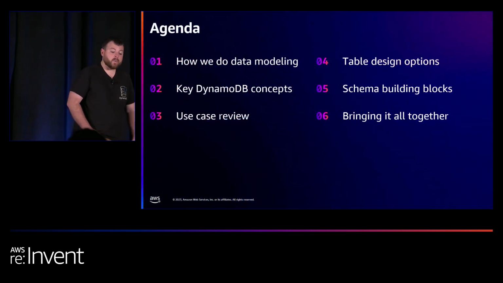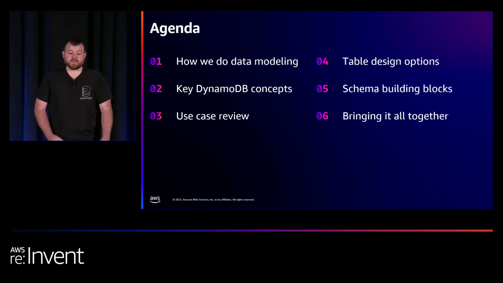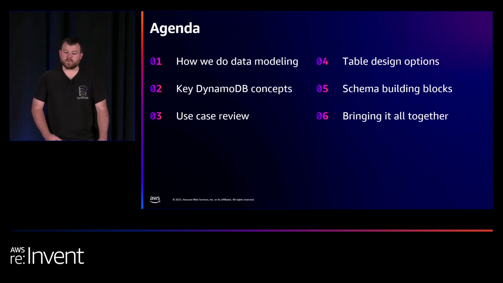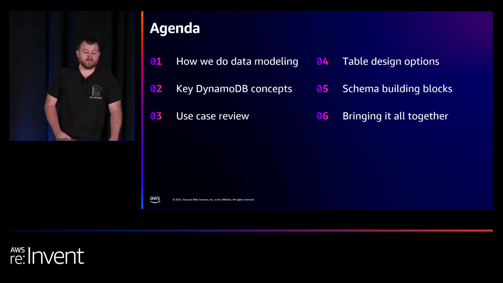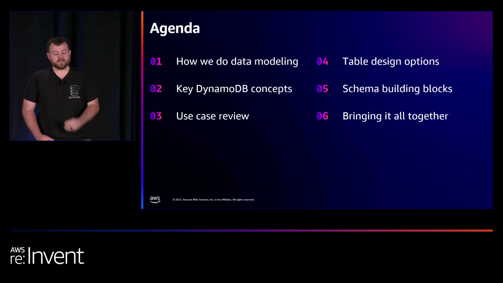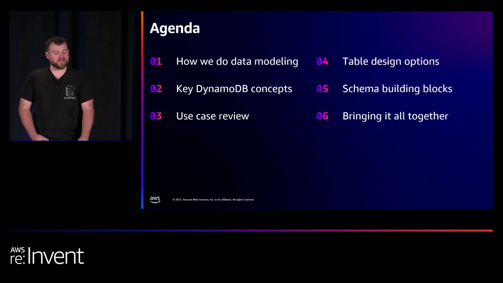Today we'll talk about how we do data modeling at AWS. We'll go through some key DynamoDB concepts to make sure everyone's on the same page. We'll talk about a fictional use case we have here, just to have a consistent pattern for the schema we're talking about. Talk about table design choices, multi-table, single table. I'm sure some of you have heard of that. And then talk about some schema building blocks. That's the bulk of the session: what patterns can we bring in to make the right schema for scale? And then in the end, we'll recap what we talked about, make sure you're ready to go work on your schema yourself.